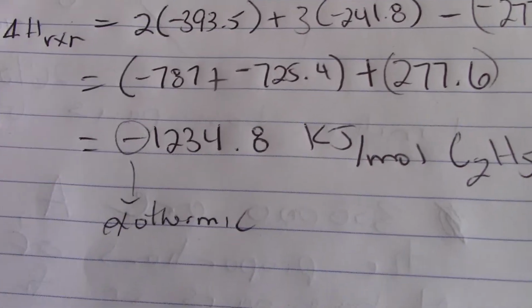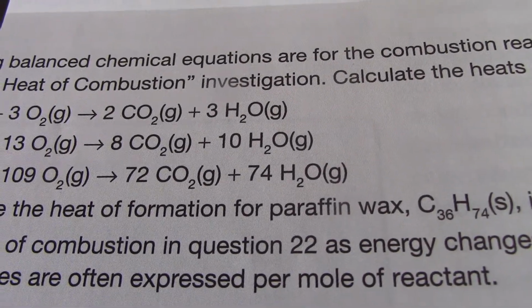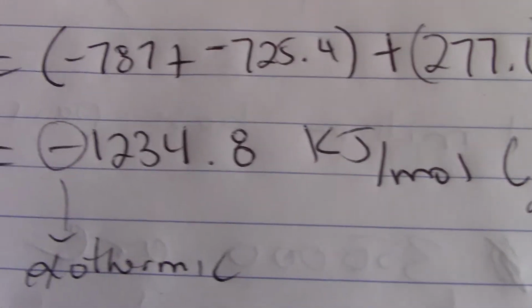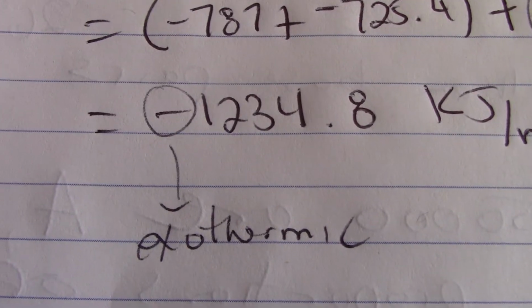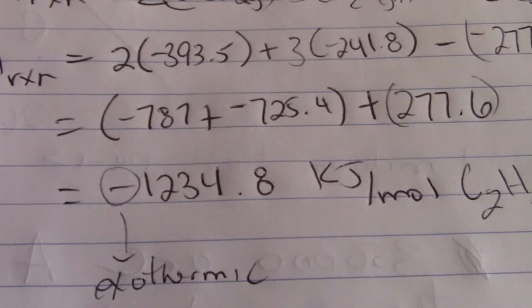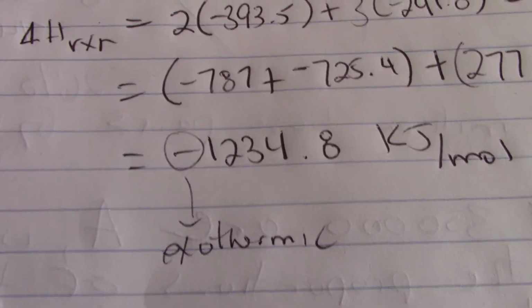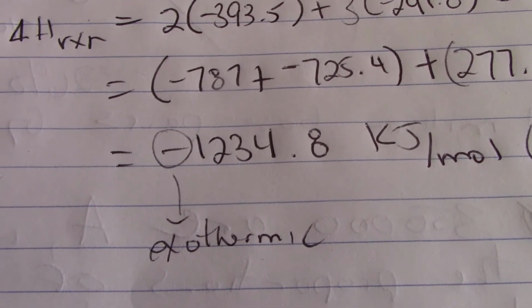Okay, if it was positive, that would mean the products gained energy and removed energy from the environment. So negative just means exothermic, meaning the reaction system released energy to the environment. If we have a positive value with enthalpy of formation, that means the system gained energy from the environment, and it would be an endothermic change.